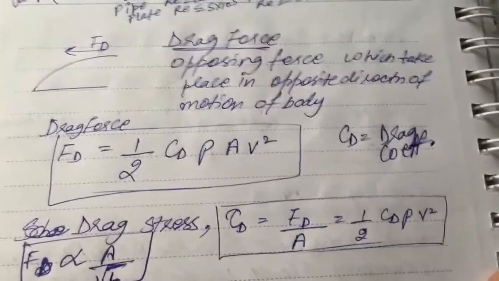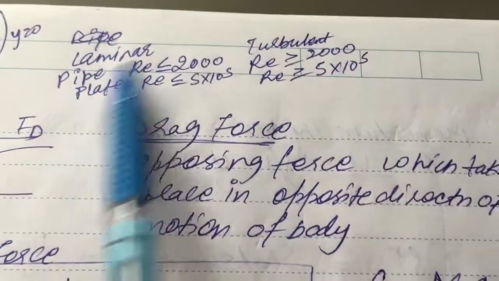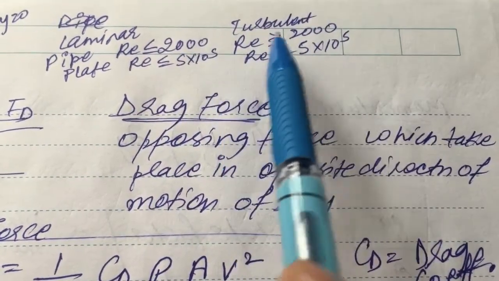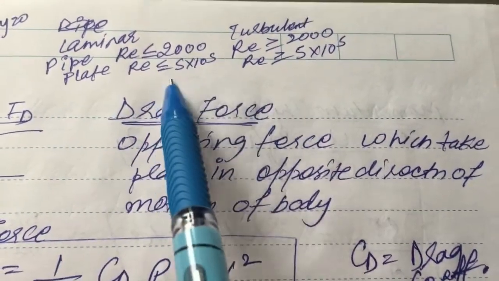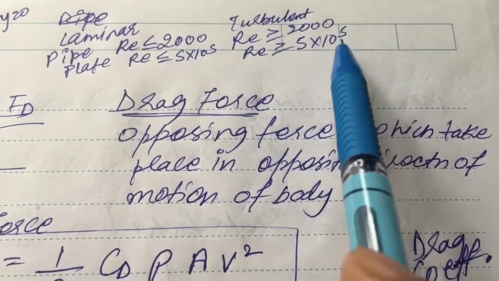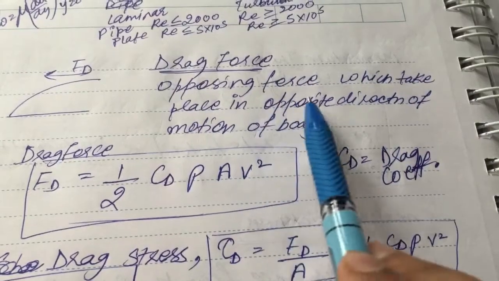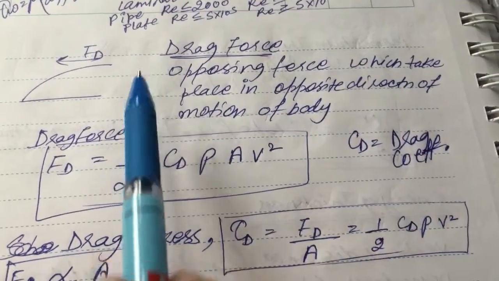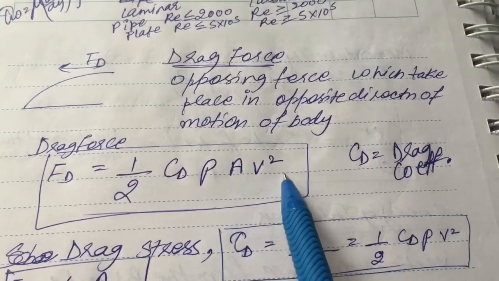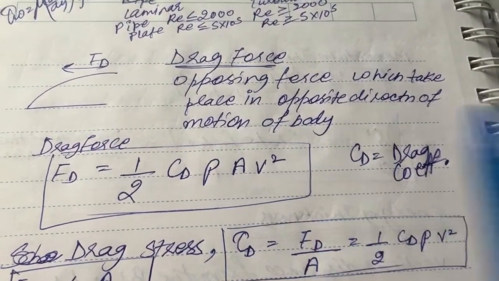Next, for laminar flow in case of pipe, Reynolds number is less than 2000, and for turbulent it is greater than 2000. In case of plate, Reynolds number is less than 5 into 10 to the power 5, and for turbulent it is greater than 5 into 10 to the power 5. Then we have drag force. It is the opposing force which takes place in the opposite direction of motion of the body, denoted as Fd, which is equal to 1 by 2 Cd rho A v square. Cd is drag coefficient, rho is density, A is area, v is velocity.